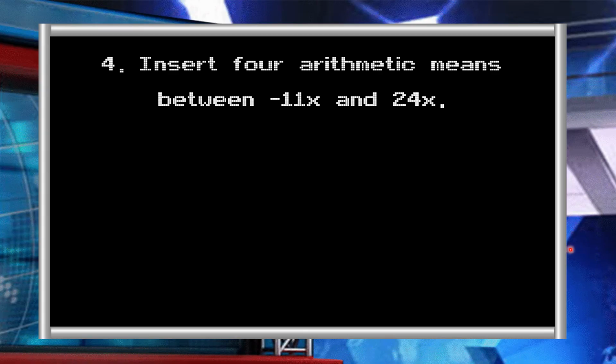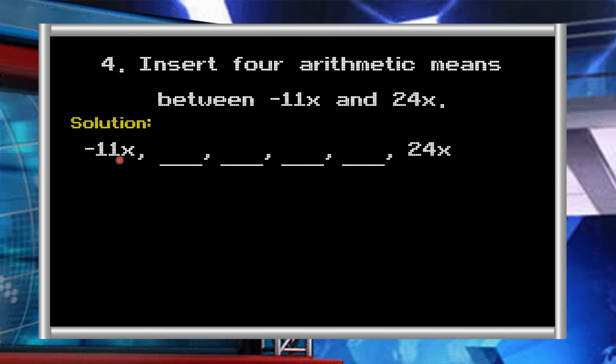Example 4. Insert 4 arithmetic means between negative 11x and 24x. If we are going to rewrite it, we have negative 11x, and then the four missing arithmetic means, and the last term which is 24x. If we are going to use the formula for arithmetic sequence, remember we have the last term, we have the first term. We know how many terms there are in all. So, what is missing and what we will look for is the common difference. So that whatever common difference we get, we add it to each term to get the missing terms.